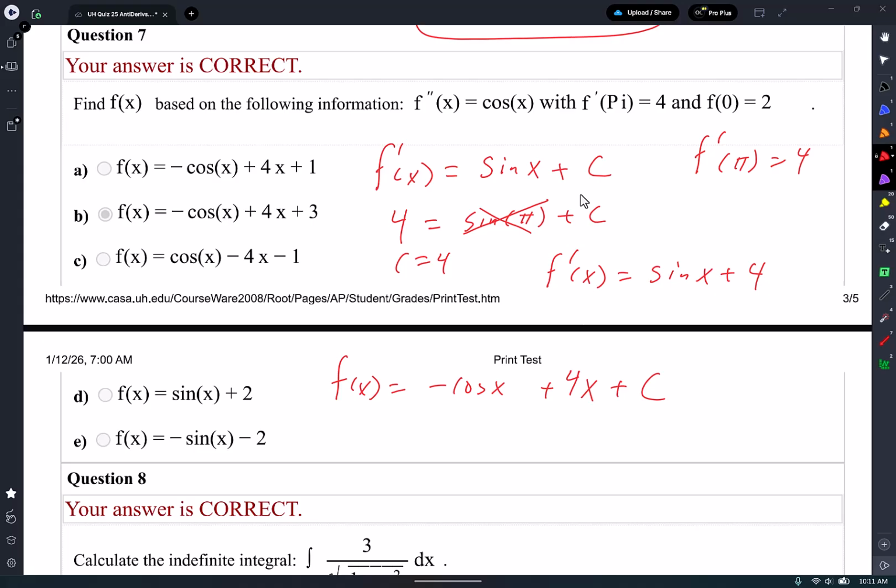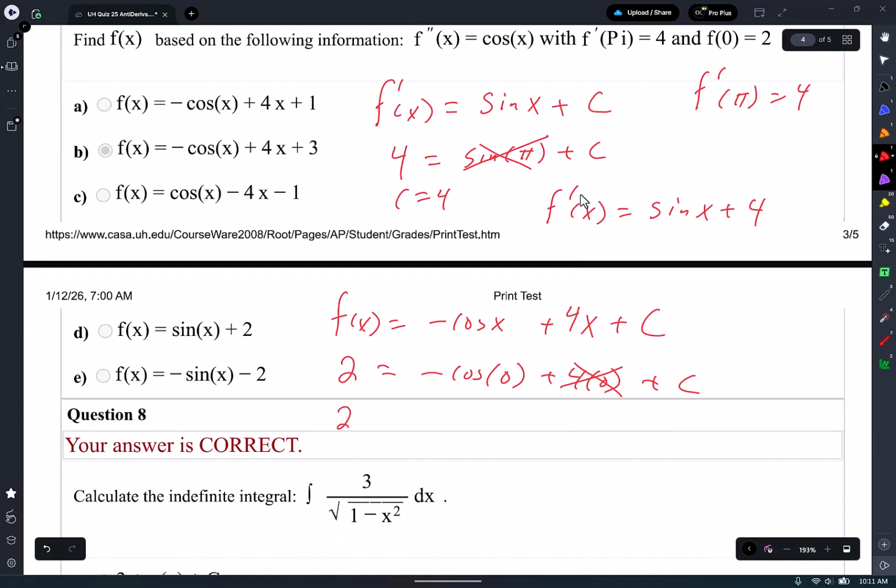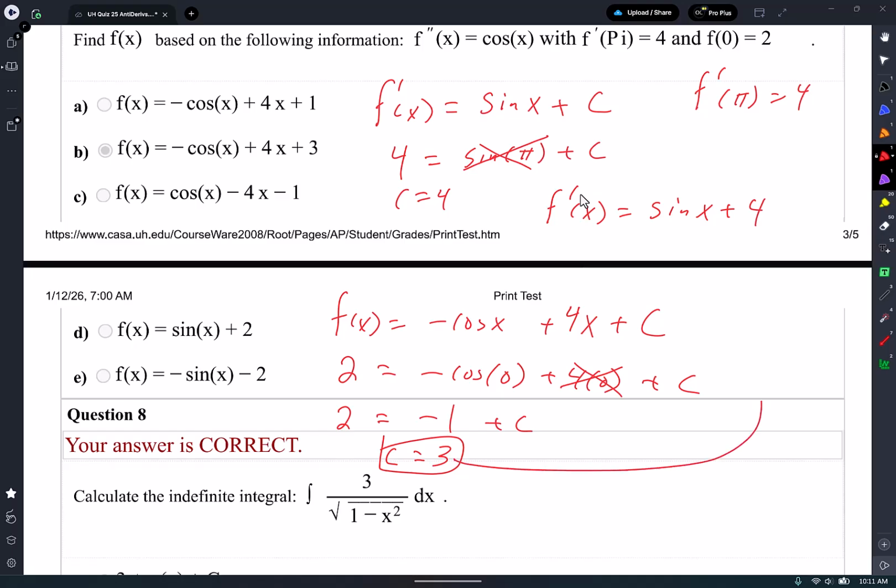Now we plug in the 0 and 2. So 2 equals negative cosine of 0 plus 4 times 0 plus c. The 4 times 0 goes away. Cosine of 0 is 1, but I have a negative in front. So what is c? There you go. Plug in that c right there. So look for that answer. It's on the front page.